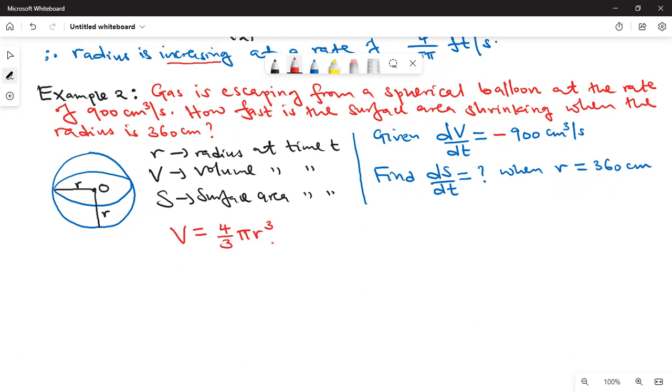4/3 pi r cubed. What about the surface area? The surface area of a sphere is given by 4 pi r squared. Those formulas, you must know them. So here now we have two equations. The third step, let us differentiate each of these equations implicitly with respect to time. I'm going to differentiate this. Let me bracket it. We will also differentiate the equation for S and R.